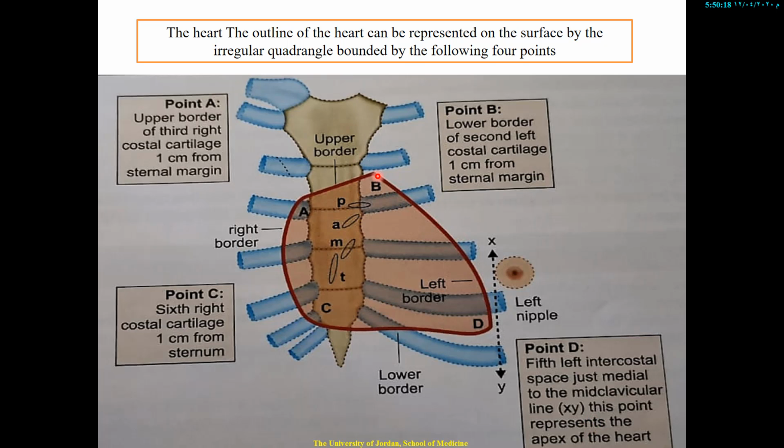Now, also we will draw a line that bulges to the left, and we connect C and D. This is the inferior border, this is the left border, this is the superior border, and this is the right border. So why do we need to know the outlines of the heart? Just in case the heart is enlarged.